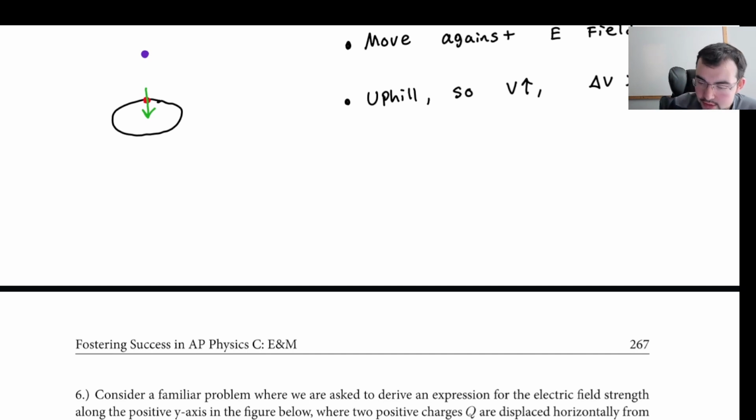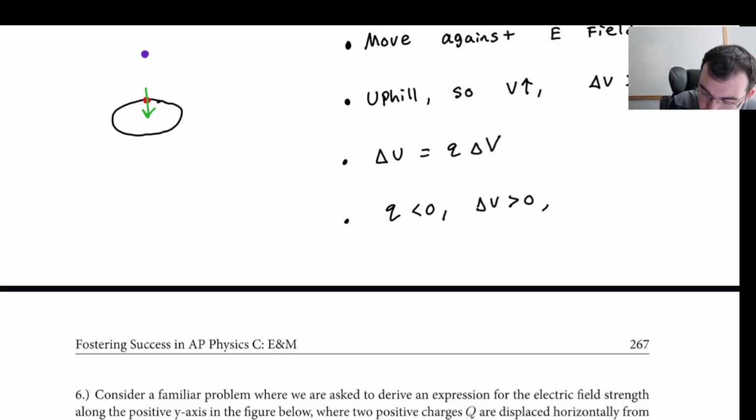And then from there, we just use the fact that delta U is q delta V. So if q is negative and delta V is positive, this means that delta U is going to be negative. So U decreases.